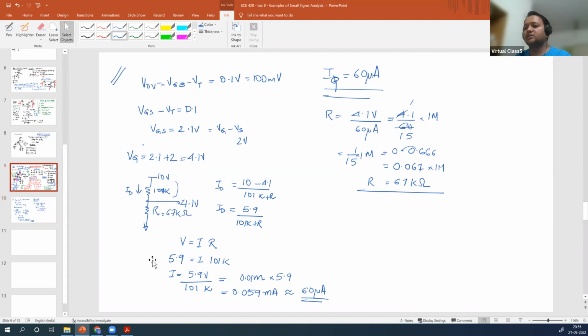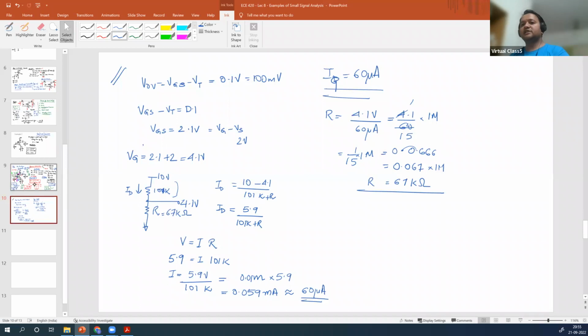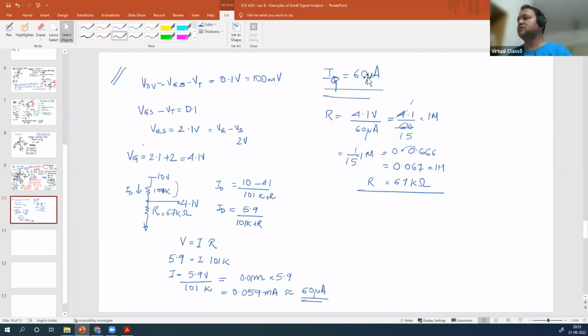In the previous approximation, we found this to be 40K. And if you look at the current approximation, 1 over 15K we get. Approximated, we said 0.07 milliampere, 70 microampere. With a very close approximation, we got the value to be 60 microampere. So now you have finished the DC bias. You have found out that you can bias the circuit in this manner.